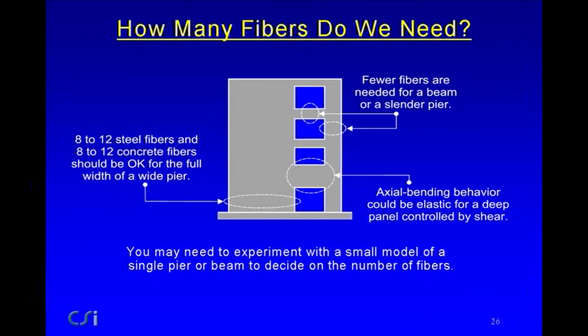And you may need to experiment with a small model of a single pier or beam to decide on the number of fibers. It's never exactly clear how many you should use. I think this would be a reasonable guideline. Don't use huge numbers. It's expensive and not necessarily better.